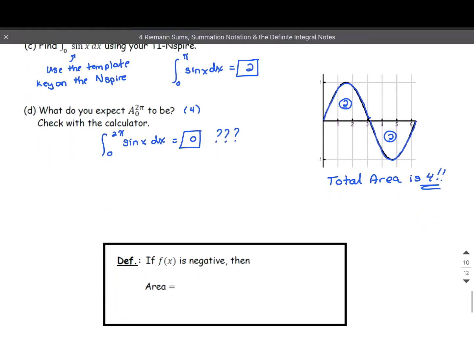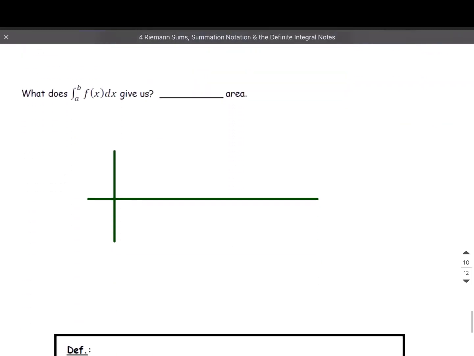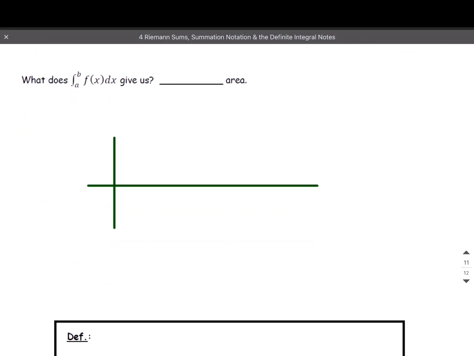If f of x is negative, then the area is the negation of the integral from a to b of f of x dx. The integral gives us signed area, okay? So the top part gives an area of 2, and the bottom part, the integral, is giving an area of negative 2, which is why when it adds together, we get 0. Kind of weird. Another way to say that is that the definite integral from a to b gives us net area.